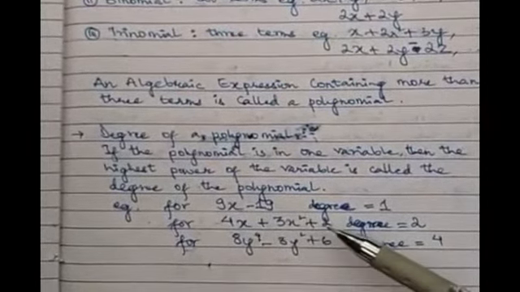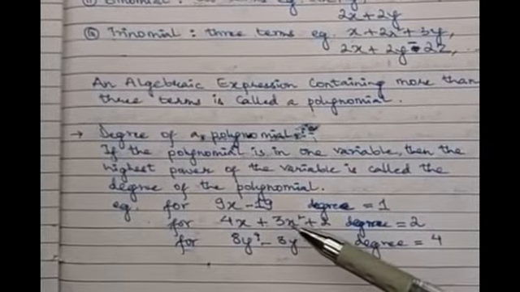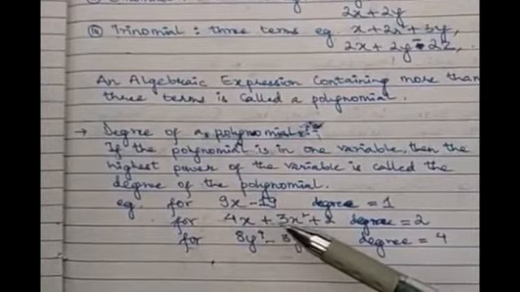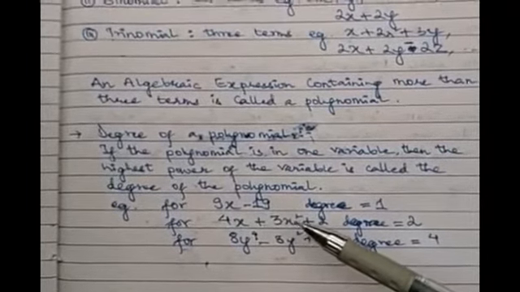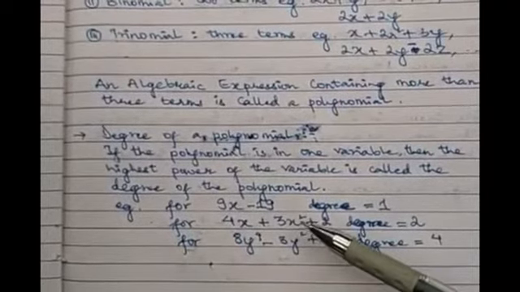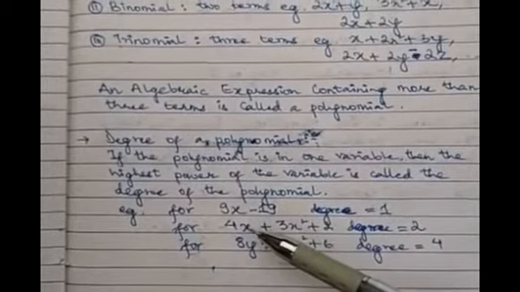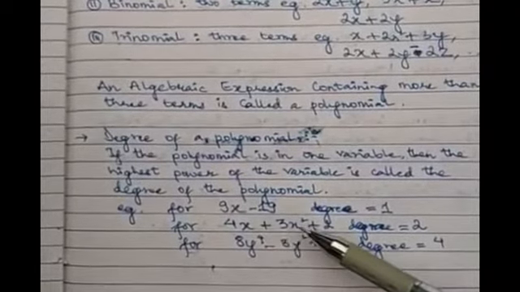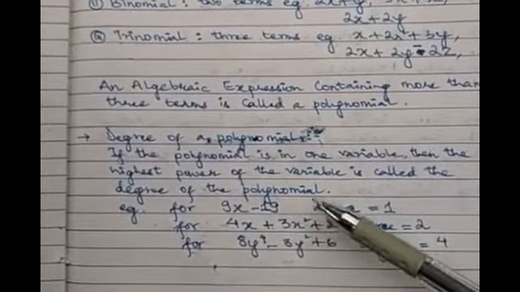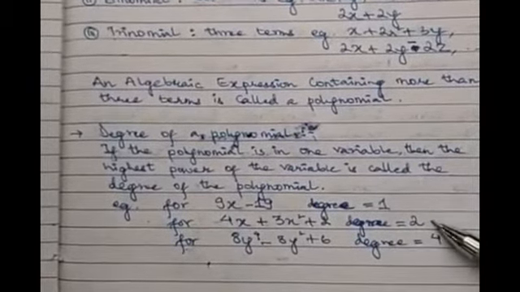Similarly, for the next one we have 4x plus 3x square plus 2. What do I have here now? I got a trinomial. For the trinomial, I got variable x, and I got x square as well. Now in terms of x and x square, this variable has a greater power, isn't it? The power is 2 as compared to this variable, which has 1. The highest power of the variable is called the degree. So therefore its degree is 2.